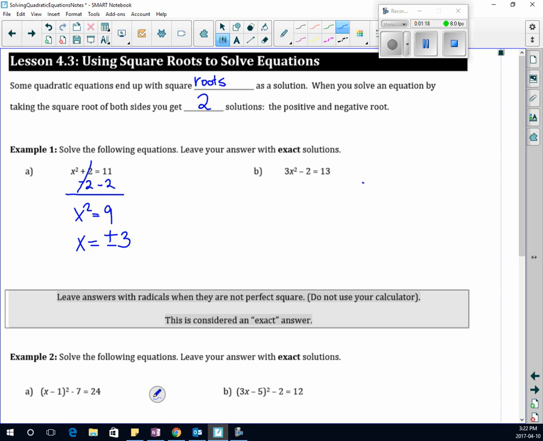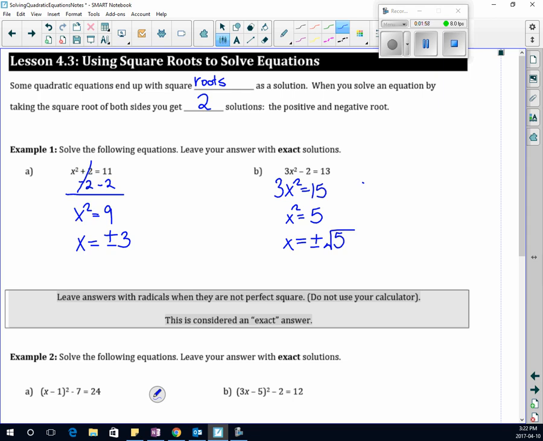Okay, so next one. Move the 2 over, we get 3x squared equals 15. Divide by 3, we get x squared equals 5. And in this case, 5 is not a perfect square, so we're going to leave it as a root. So x equals plus or minus the square root of 5. Does everybody see that I'm square rooting both sides to get the answer? The square root of x squared is x, the square root of 5 is plus or minus the square root of 5. Leave answers with radicals when they are not perfect squares. Don't use your calculator. This is considered an exact answer.